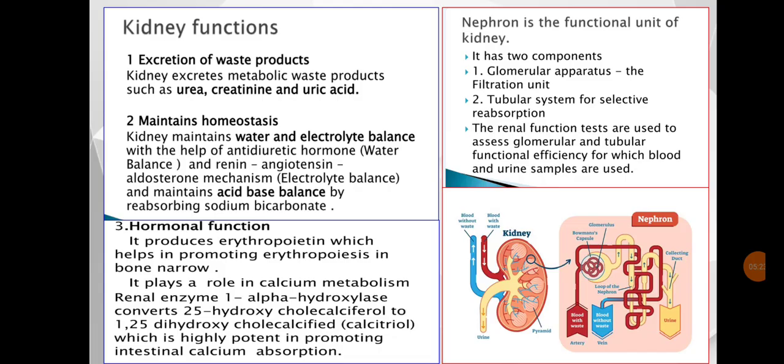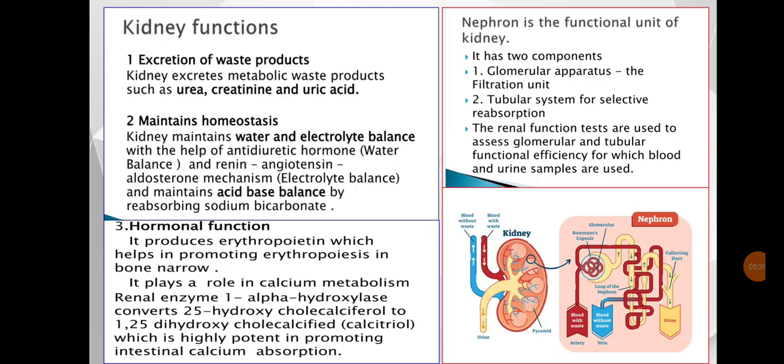For example, urea or creatinine as well as uric acid. While urinating, this urea as well as uric acid will automatically go away as waste. Second, the maintenance of homeostasis. Homeostasis means the water and electrolyte balance in our body.